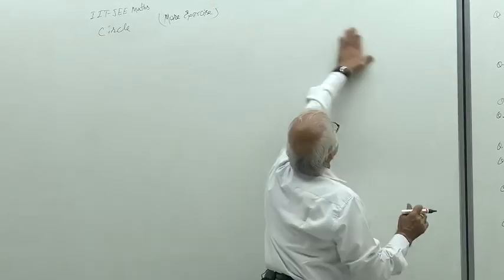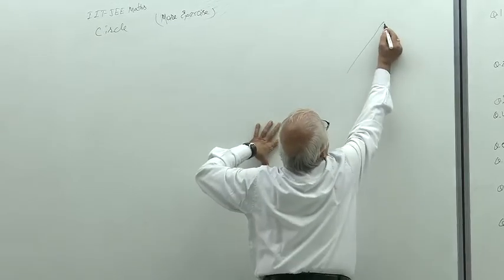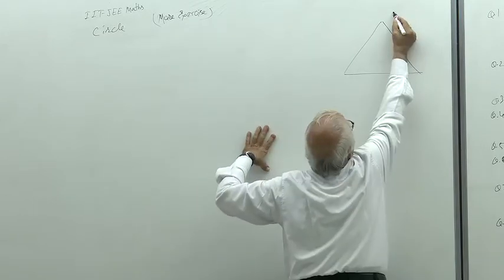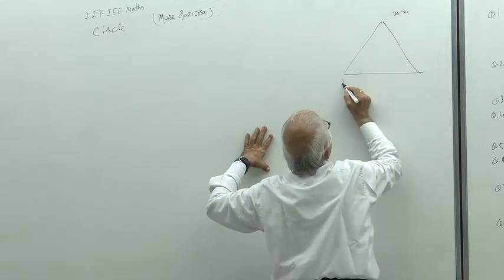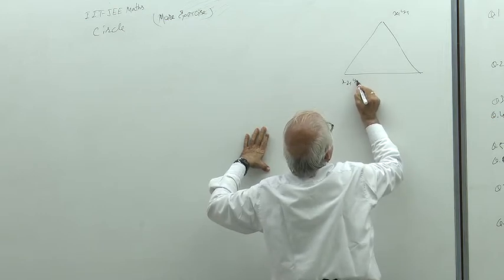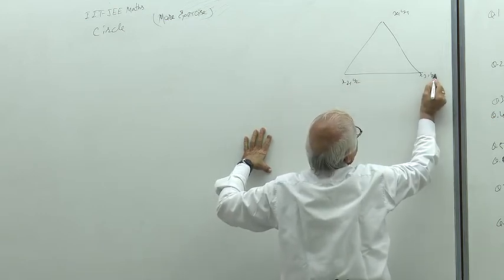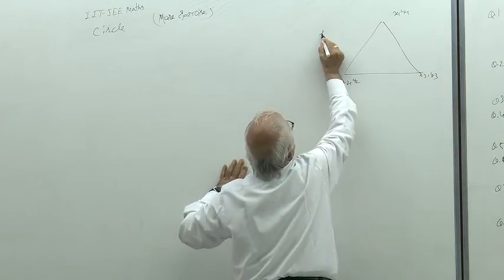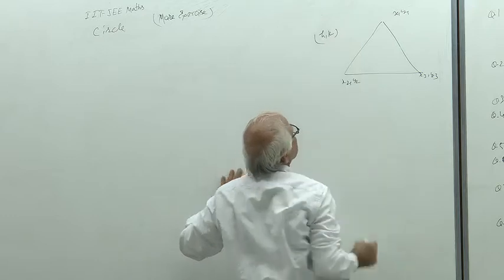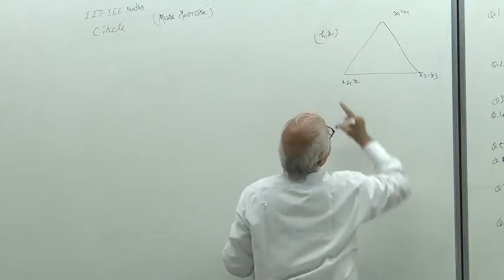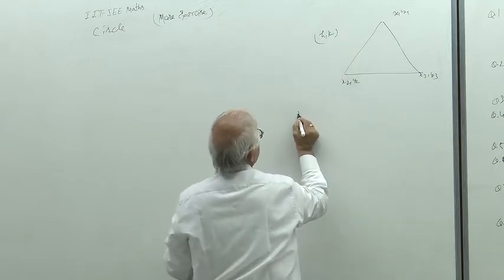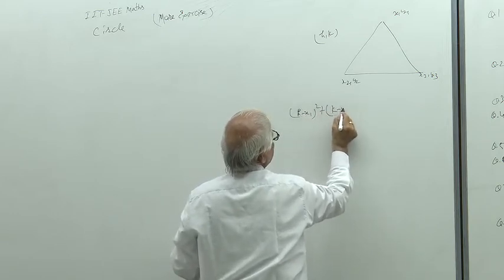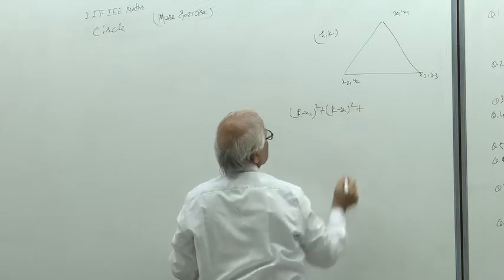You see here, let the triangle be this. Let this be x1, y1. This is x2, y2. This is x3, y3. Now let the point be HK, any point. The distance from this will be h minus x1 square plus k minus y1 square. Similarly for all.